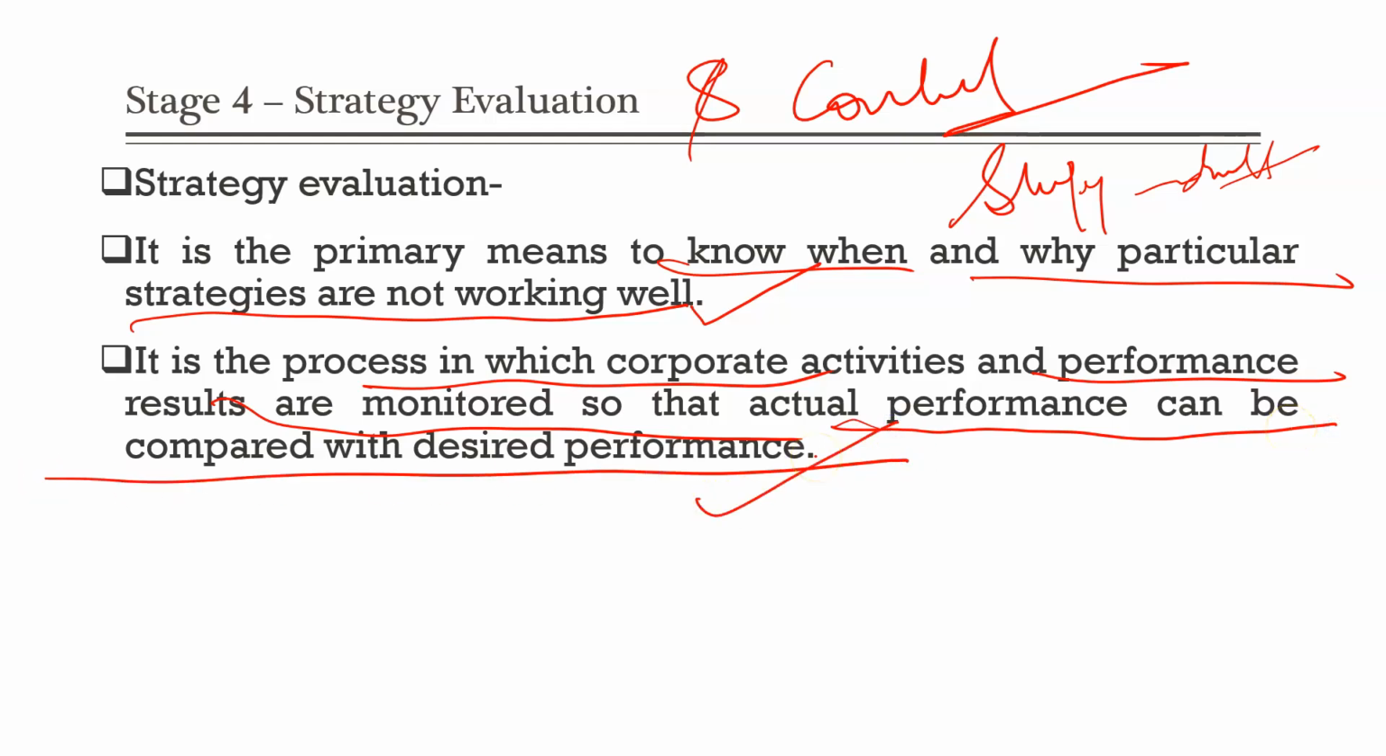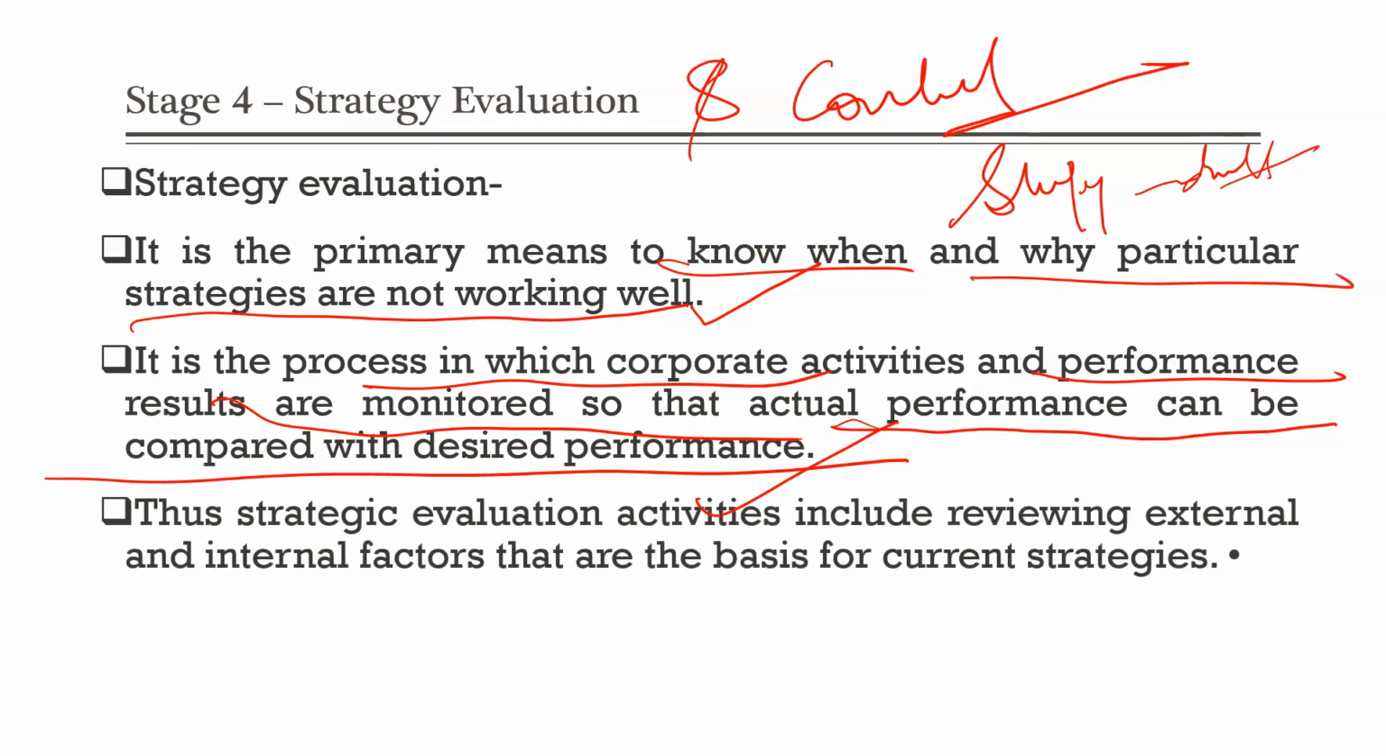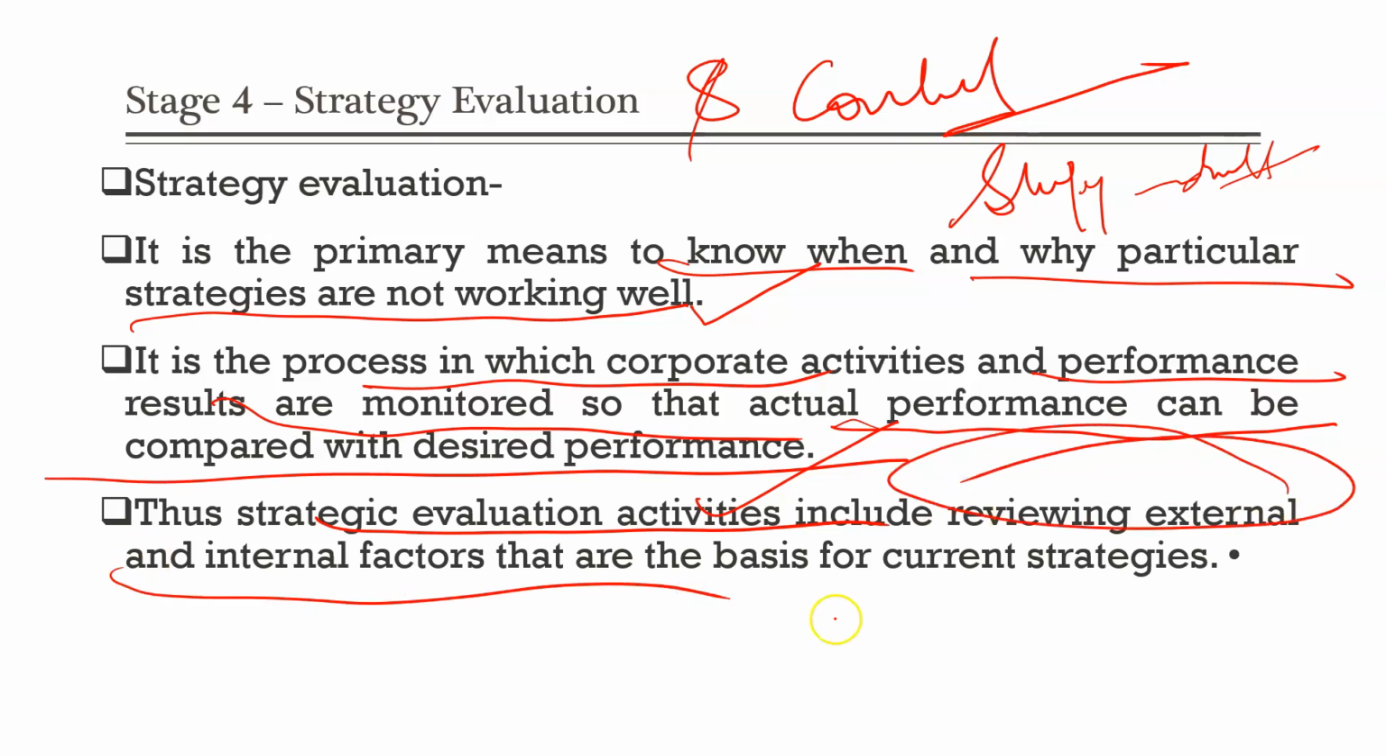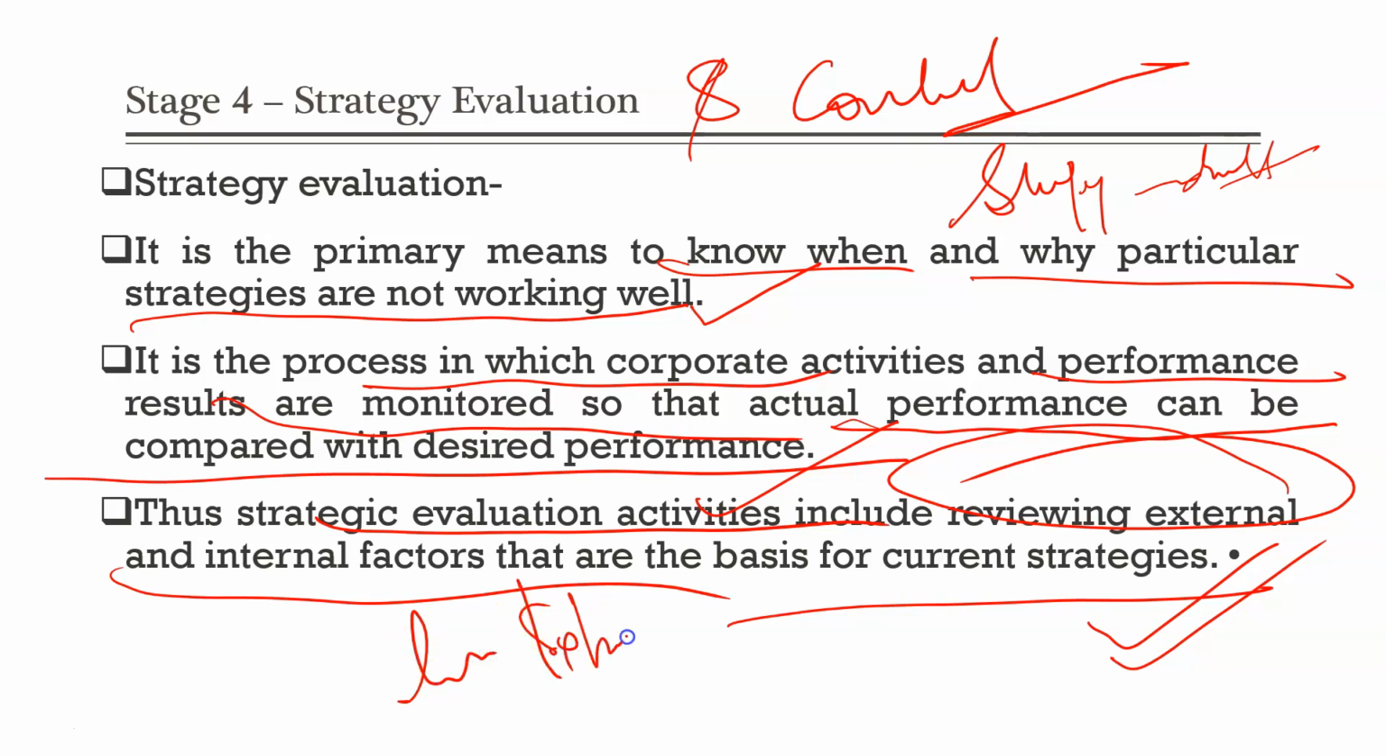Whenever we devise a strategy, we think about what the possible outcome should be, and then we monitor that strategy from time to time and measure its performance against the outcome standards so that we can understand whether we met our objectives or not. Thus, strategic evaluation activities include reviewing the external and internal factors that are the basis of the current strategy. We also monitor the strategy so that we can understand whether it has been executed properly or not.